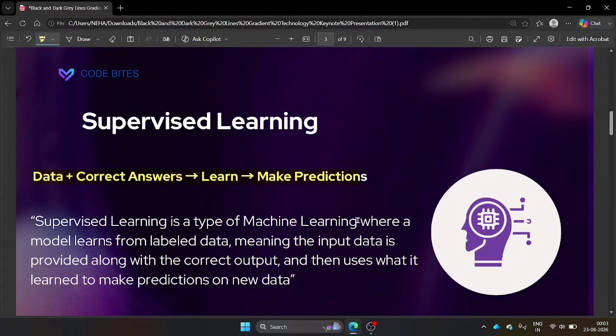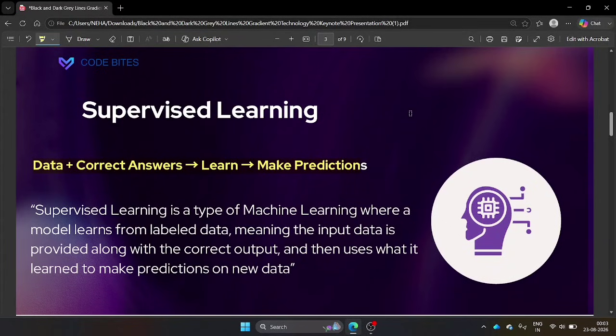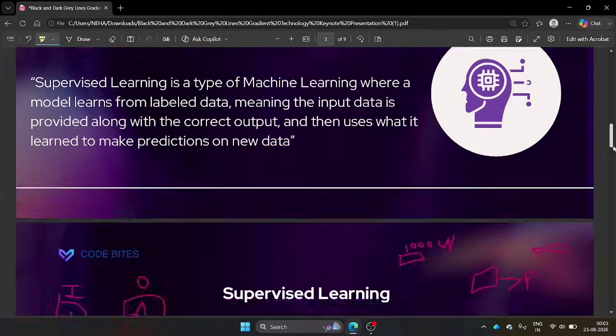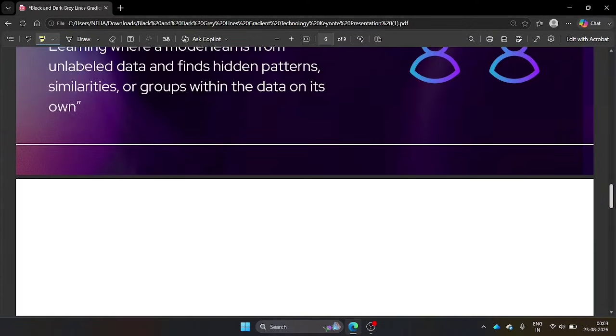Supervised learning is a type of machine learning where a model learns from labeled data, meaning input data is provided along with the correct output, right? Then it uses what it learned to make predictions on new data. This is the definition. I hope you guys are understanding. If not, let me know in the comments. You just understand that we are giving labeled data. We are giving data and we are labeling it, right? We are feeding that model like that. So that one is supervised learning, and the second one is unsupervised learning.